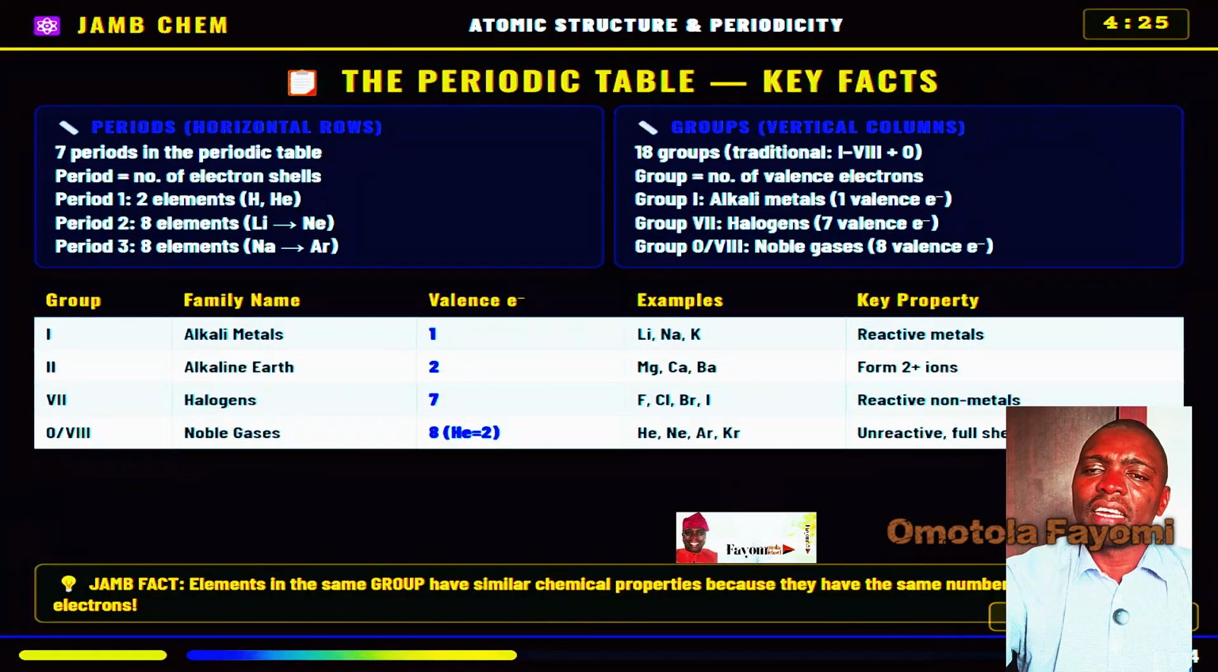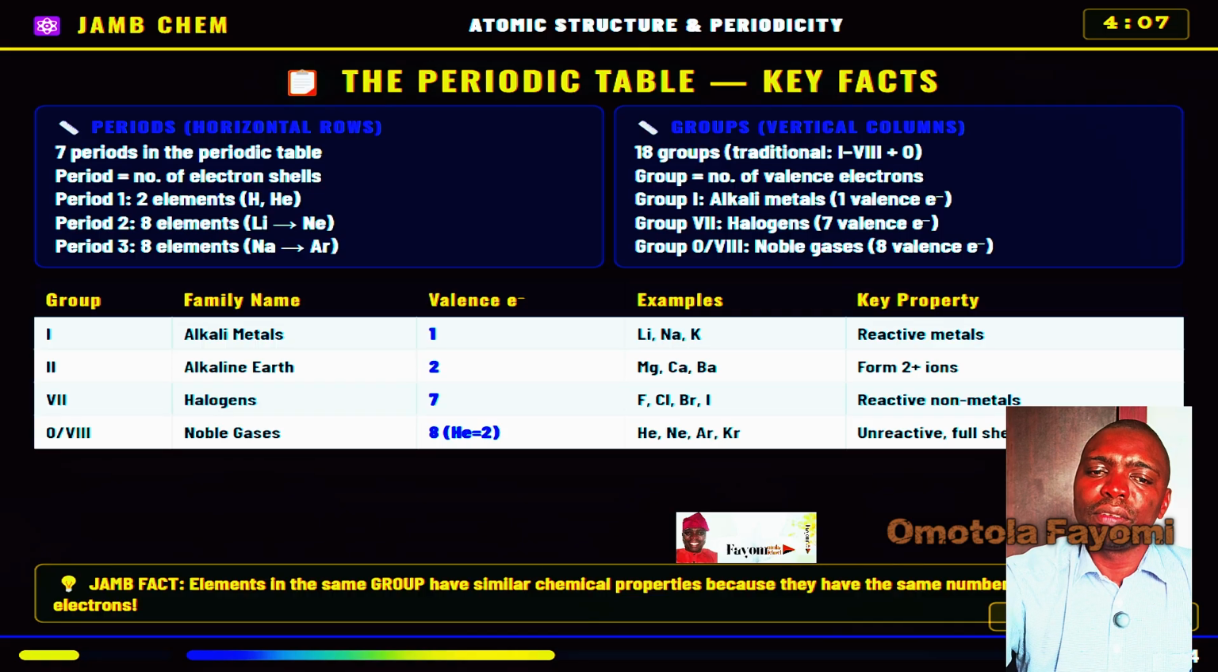The periodic table is organized in a beautiful and logical way. Let me show you the pattern. Periods are the horizontal rows. There are 7 periods in the periodic table. The period number tells you how many electron shells the atoms have. Period 1 has 2 elements, hydrogen and helium.